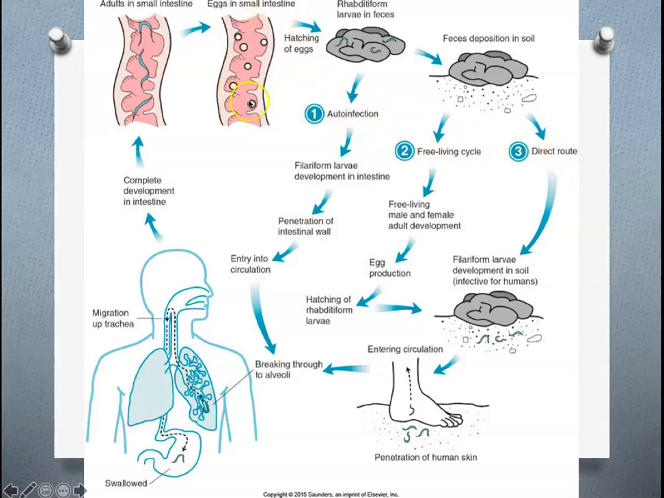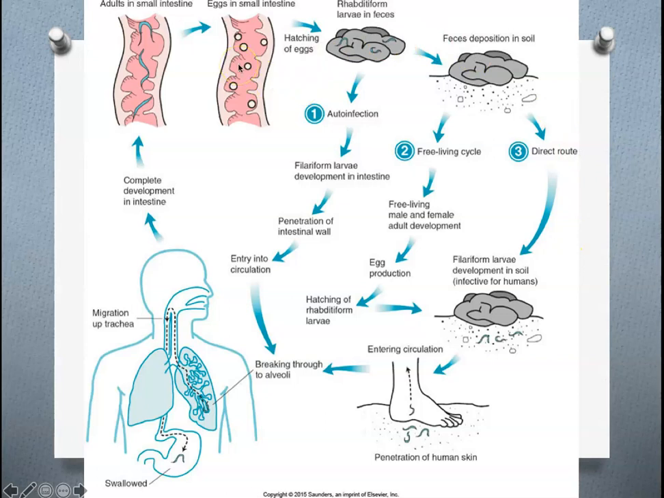So in the patient's intestines, we have eggs. Remember, the eggs are hatching, and rhabditiform larvae are getting passed in feces. So in the direct route, the rhabditiform larvae are in the soil. They develop into filariform larvae. Filariform larvae penetrate skin, bloodstream, lungs, stomach, intestines. Filariform larvae develop into adults. Adults lay eggs. Eggs hatch into rhabditiform, etc.